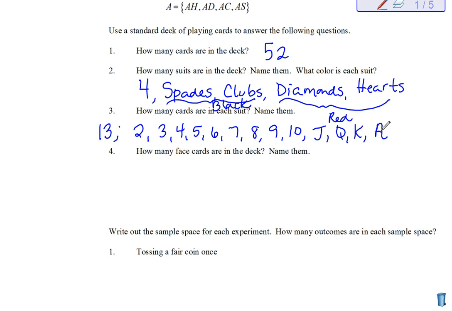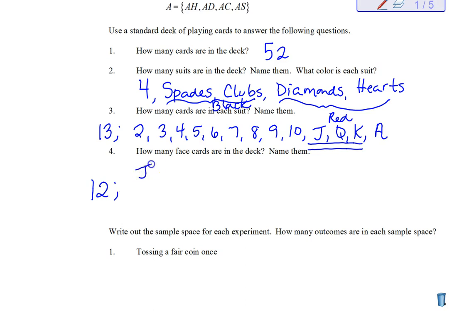Number 4, how many face cards are in the deck? Name them. These cards right here are the cards that have faces on them. So we have a jack, queen, and king, but we have one of those of each suit. So there's 3 of them times 4 suits. That's going to give me 12 face cards.